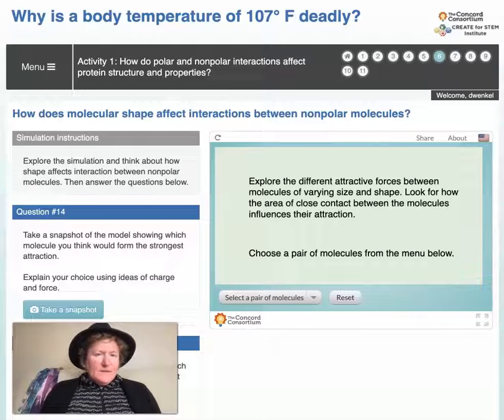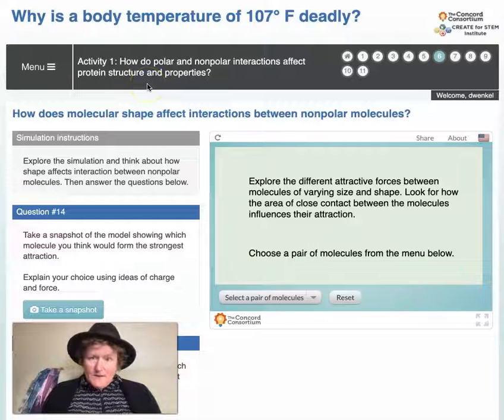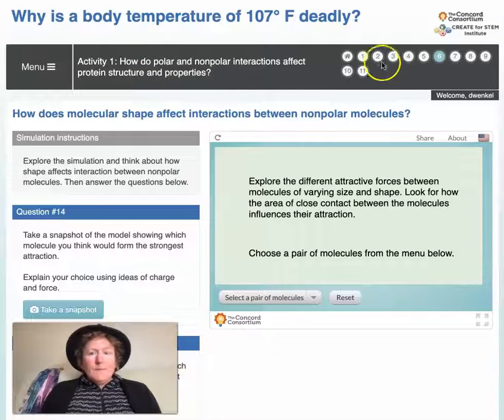Hello biology students, this is Dr. B and we're working on why is a body temperature of 107 deadly? We are on activity 1 of this part of the unit. How do polar and nonpolar interactions affect protein structure and properties? We did pages 1 through 5 in the first video, and now we are working on pages 6 and beyond.